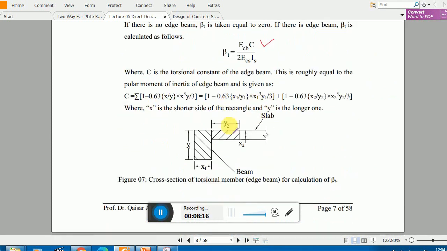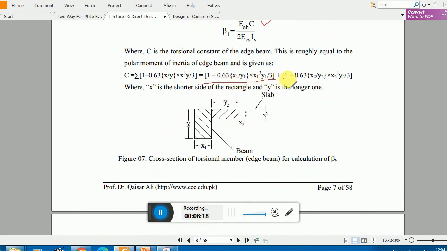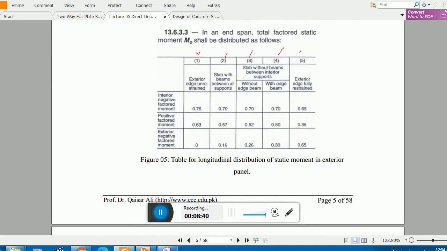Now, what is C? Understand this C value; we will use it in the example. This is the edge beam, where x1 is the width and y1 is the height. Similarly, the slab portion is denoted by x2 and y2. All these distances are used in this formula to calculate C. This is important.